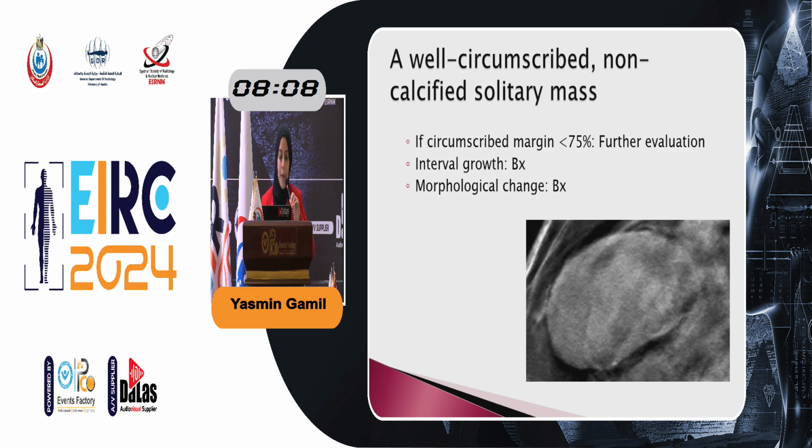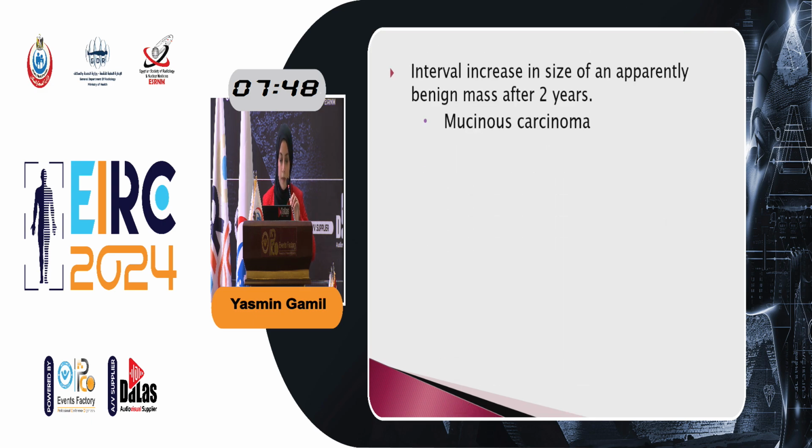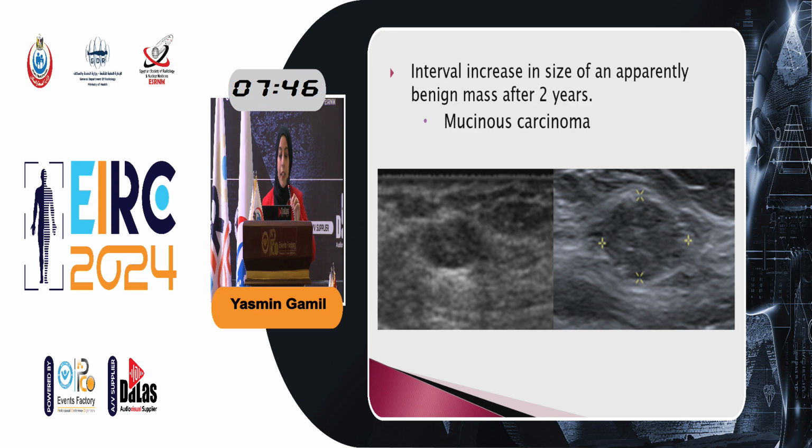A well-circumscribed, non-calcified solitary mass, if circumscribed margin is less than 75%, further evaluation is recommended. If interval growth occurs, biopsy should be done. If morphological changes occur on follow-up, true-cut biopsy should be recommended. In this case, interval increase in size occurred in an apparently benign mass after 2 years. After true-cut biopsy was done, it revealed a mucinous carcinoma.